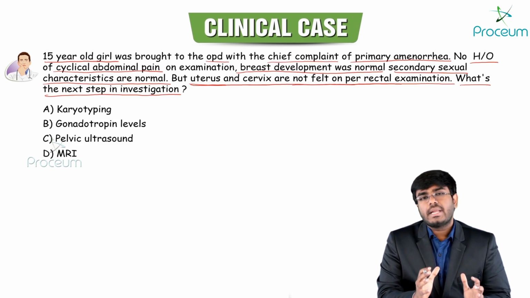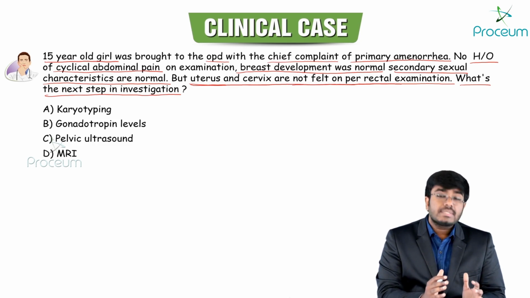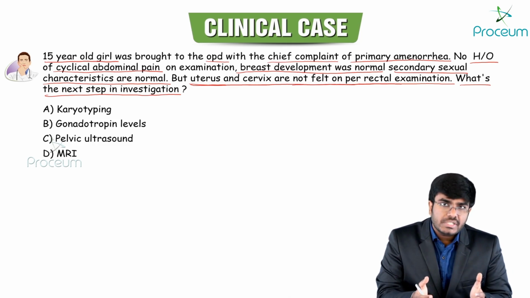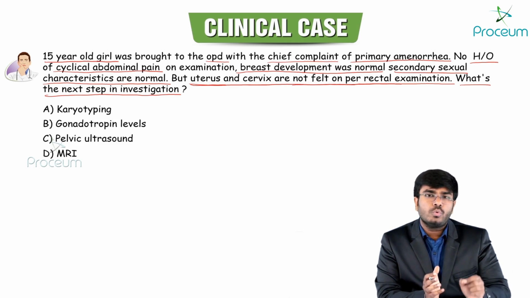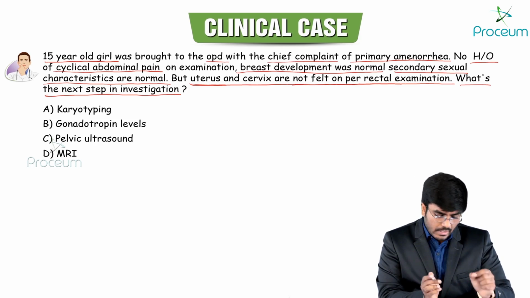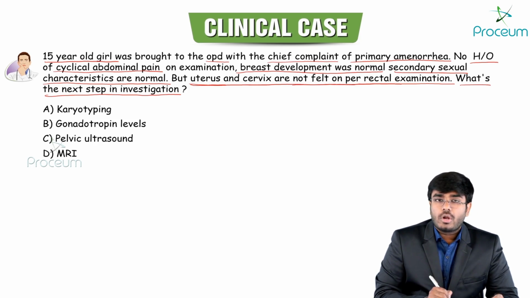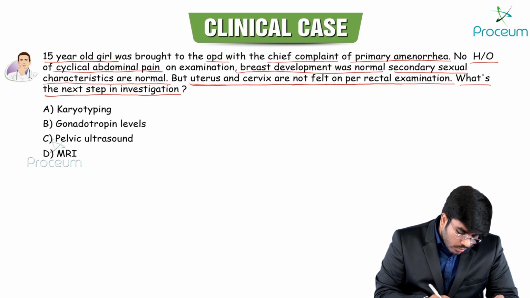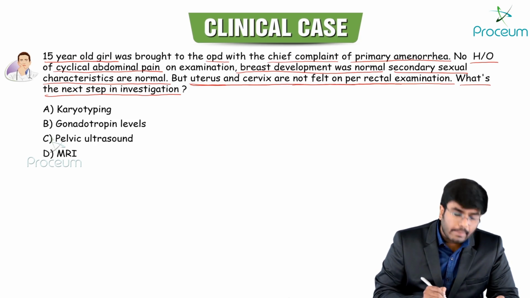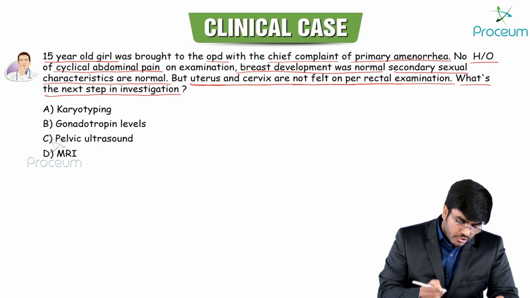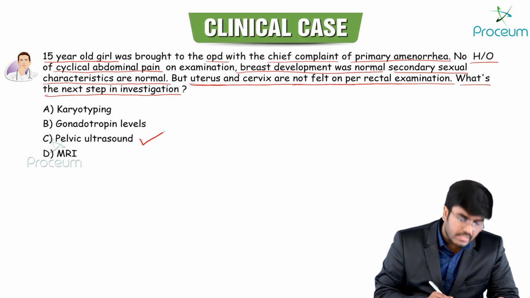Now guys, please try to answer the questions based on the given information and the given options. Within the given options, you should choose the better option. Should you do karyotyping, or gonadotropin levels, or check pelvic organs by pelvic ultrasound or MRI? The best option which you can do here is pelvic ultrasound. Why?